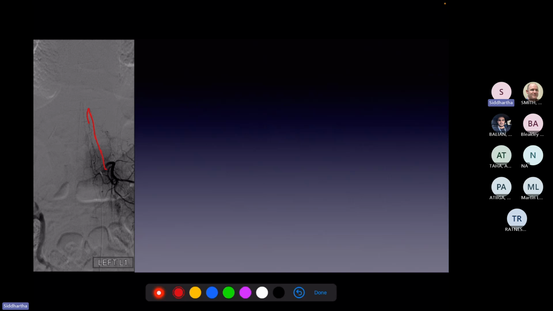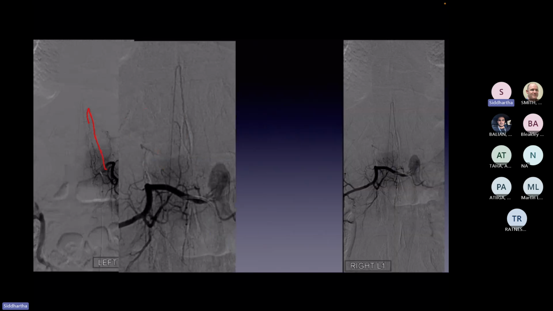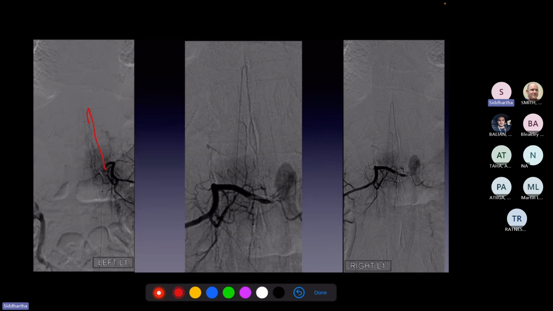When we injected the right one, we filled that bit and faintly opacified the other one here. But if you look carefully, when we injected on the right, we can see one artery here, and then there is another artery at the back here as well. So there is a second artery here. These two arteries cannot both be anterior spinal arteries. So this is the anterior spinal artery and this is the posterior spinal artery. And that in turn tells you that this is the posterior spinal artery.